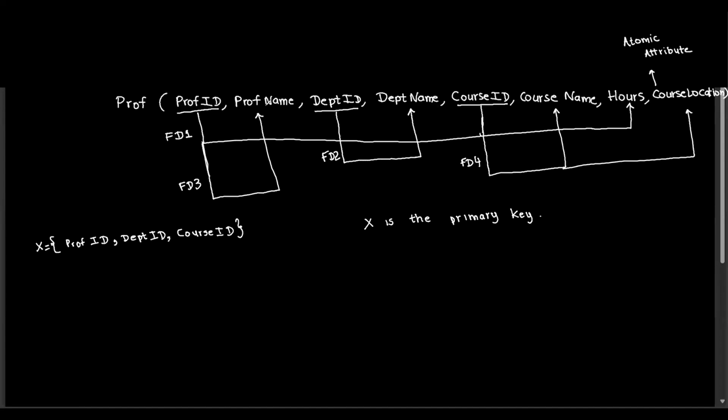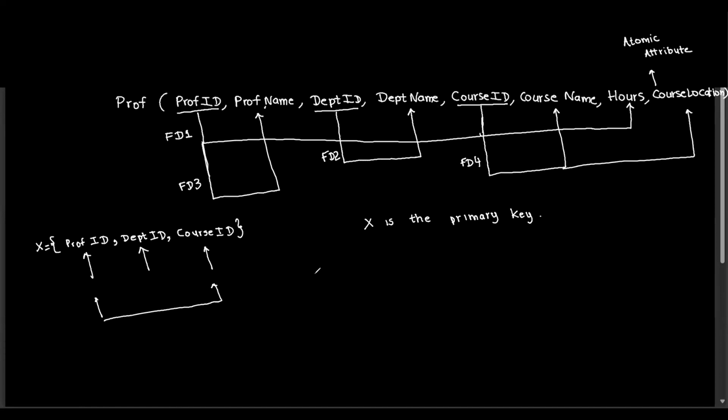Why? A non-prime attribute, prof name, is partially dependent on the primary key. Why is it partially dependent? Well, it only depends on prof ID. And department name only depends on department ID. Course name and course location only depend on course ID. And hours is functionally dependent on only prof ID and course ID. Therefore, we have to change this. We have to decompose this table. We have to normalize this table.